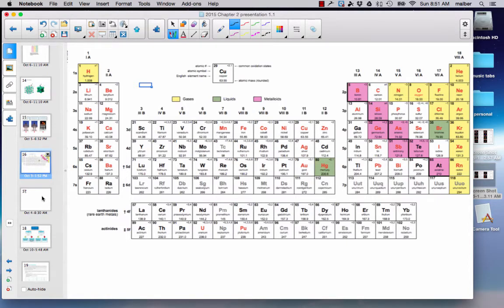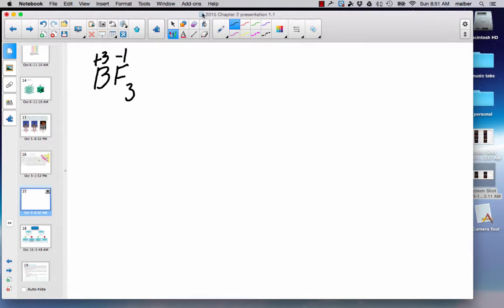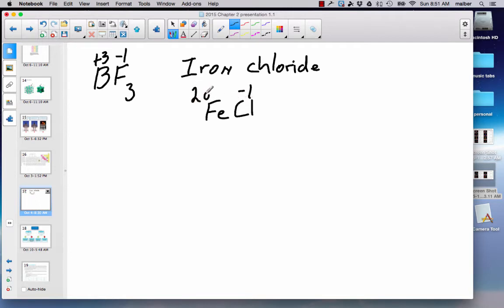So let's talk about that some. Let's say that you're told that you need to write the formula for iron chloride. And so you say, okay, well, I'll try that. So here we go. There's iron, and there's chloride. So I know this much, but then I've got a problem because the iron can be either 2 or 3. So you're missing some information that you need.